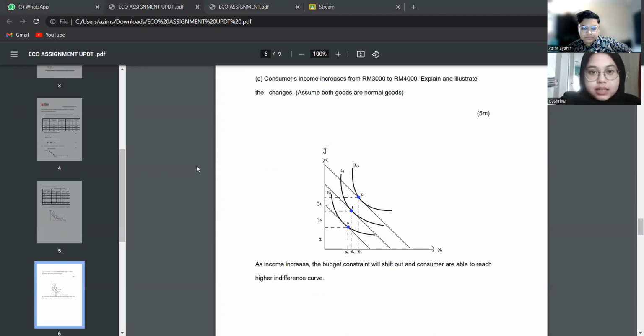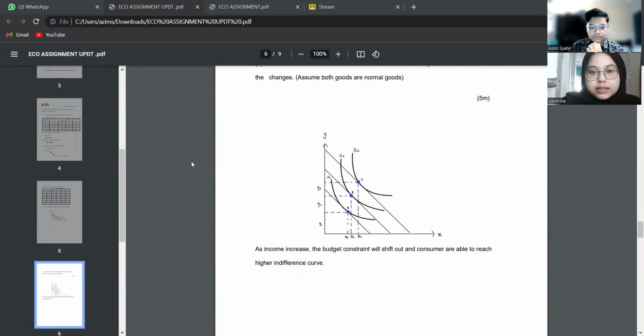So for C, the consumer income increases from 3,000 to 4,000. So what happened is that as income increases, the budget constraint will shift out and consumers are able to reach a higher indifference curve.